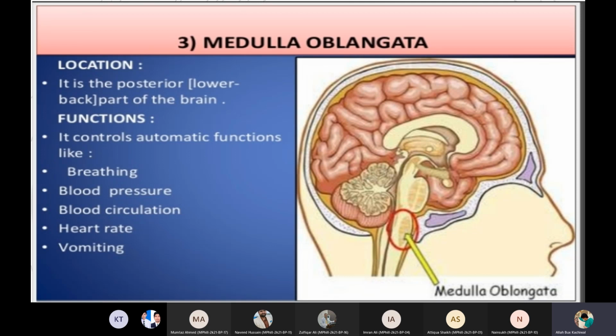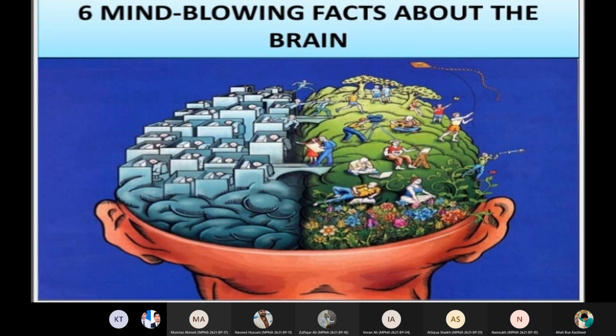The medulla oblongata is the posterior lower back part of the brain. It controls automatic functions like breathing, blood pressure, blood circulation, heart rate, and vomiting. These are the main functions which regulate the body. So blood pressure, breathing, blood circulation, heart rate, and vomiting are controlled by the medulla oblongata.